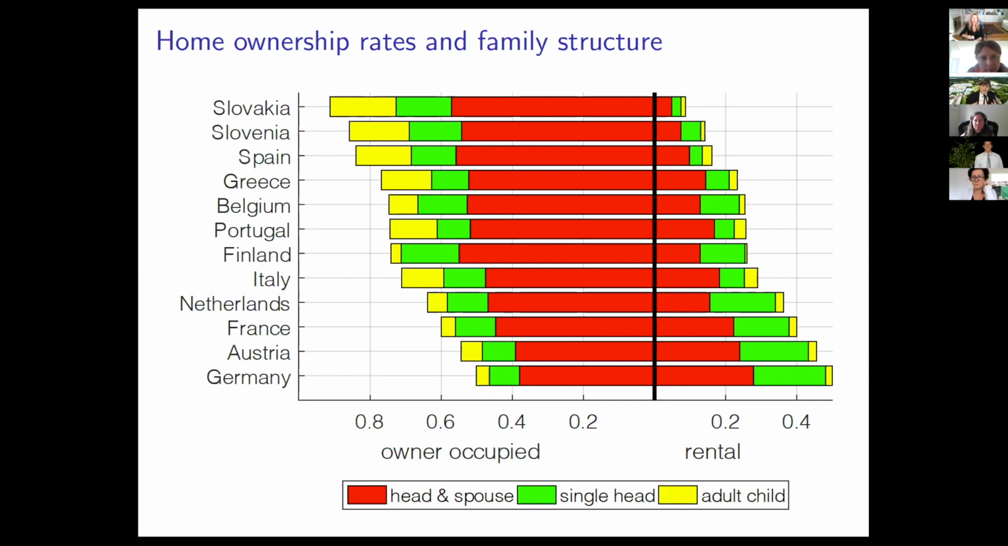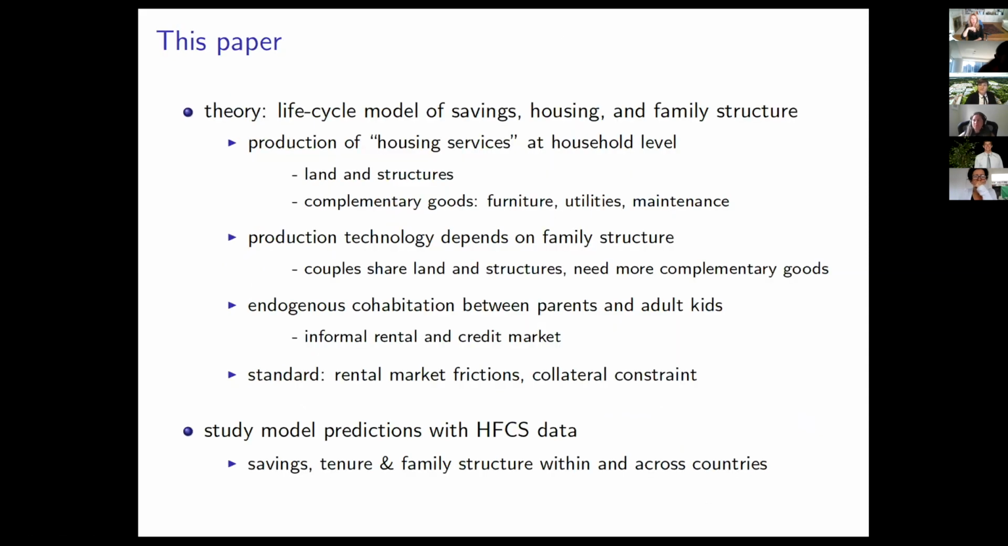These patterns we document motivate us to jointly study how households are formed and how ownership is chosen, which is what we do in this paper. We're going to develop a theory of household choice that jointly determines housing, savings, and family structure. The key new element we bring to the table is that we take a closer look under the hood of housing and carefully model the production of housing services.